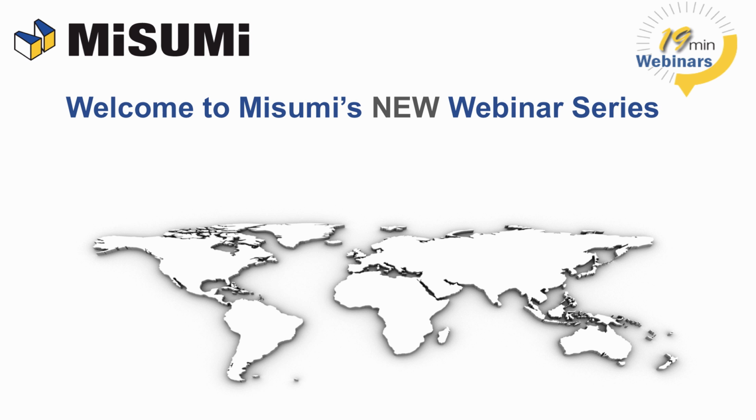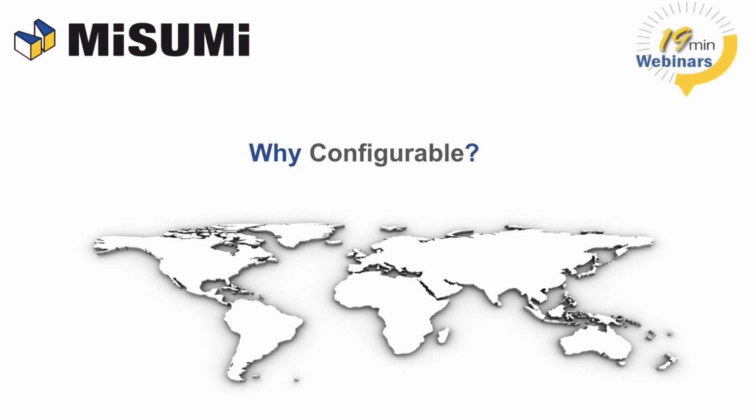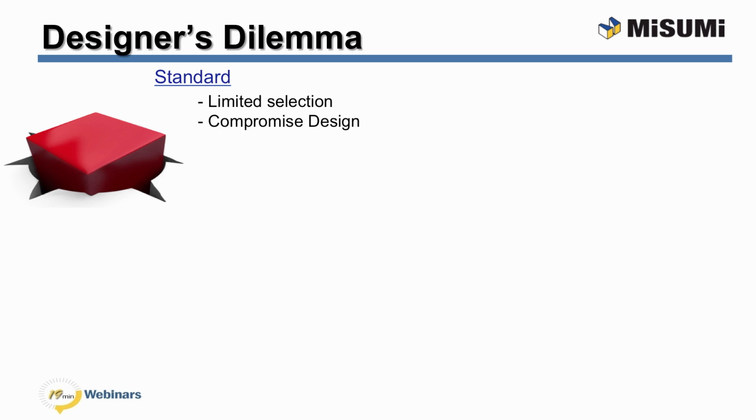For those of you here that are new to MISUMI, MISUMI is a global supplier of configurable components. You may ask, why configurable? What is it? Configurable components solve the designer's dilemma. A designer has two choices for components, standard or custom. Standard components have limited selection and often force designers to compromise their designs. These have many pluses, such as CAD, static part numbers, and fast delivery, and often seem inexpensive and convenient.